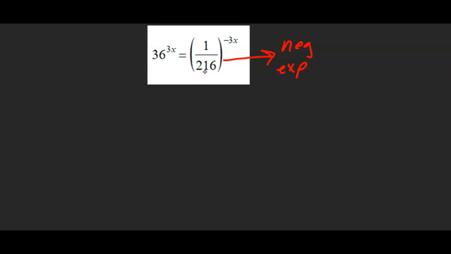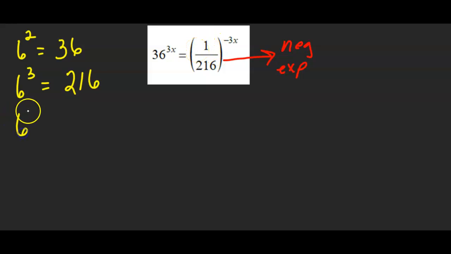Okay, so let's try base 6. If I do 6 squared, this is going to give me 36. If I do 6 to the third power, this is going to give me 216. But my base isn't 216, it's 1 over 216. So all I've got to do is make that exponent negative. Okay, so 6 to the negative 3 is going to go right here in place of this. So we're going to rewrite it. So 36 is going to be rewritten as 6 squared, but then you have to multiply by the exponent that was already there.